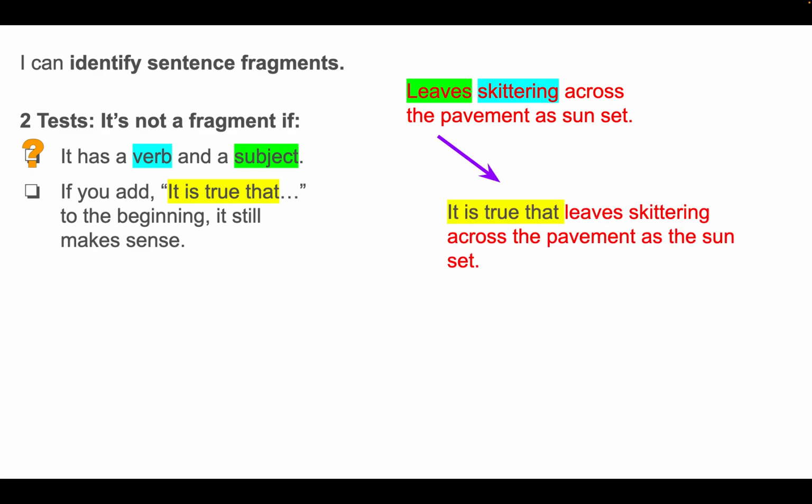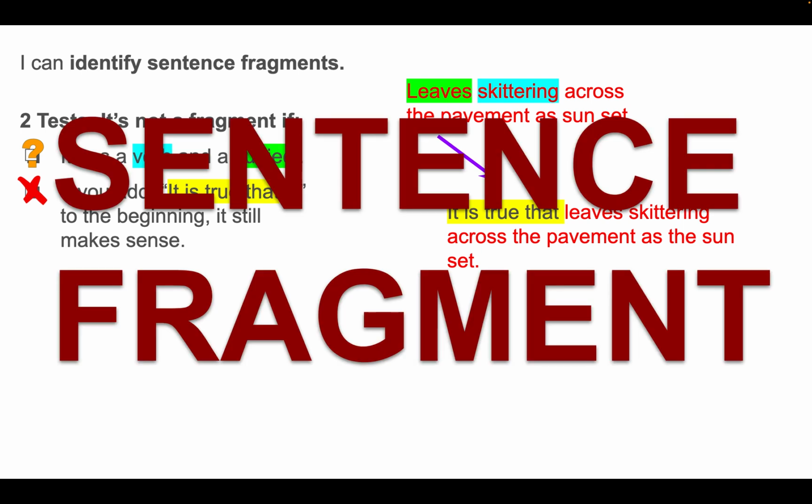Let's add "it is true that" to the beginning of this sentence, or this text. It is true that leaves skittering across the pavement as the sun set. This doesn't seem like it makes sense. It sounds like there's a missing word, and so it doesn't pass our second test, which means that "leaves skittering across the pavement as the sun set" is a sentence fragment. We might need to do something to revise this to make it a complete sentence, or we might need to make sure that we're being intentional about how we're using that. More information on both of those in future videos.